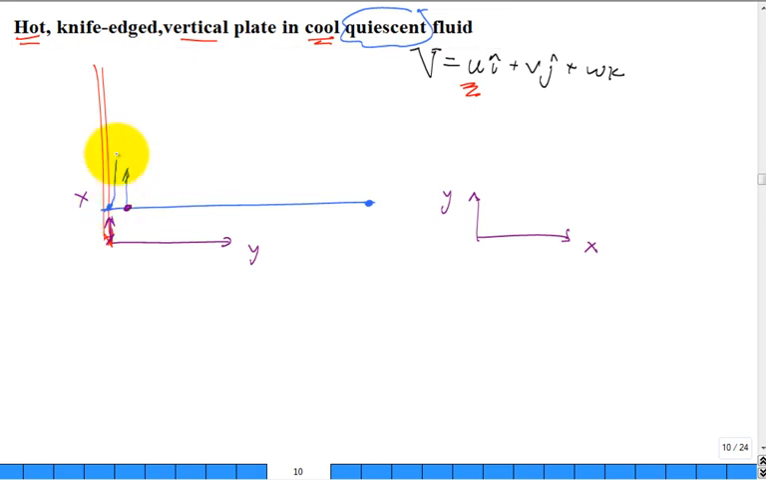It goes like this. Yeah, it takes a while to think about it, but there it is. That's a velocity profile. Make sense? It's actually pretty steep right in here. Go like that. All right.